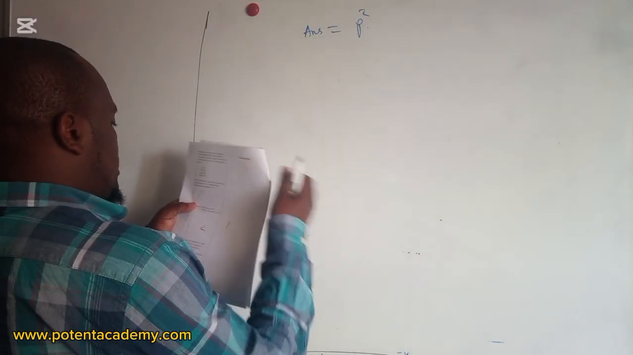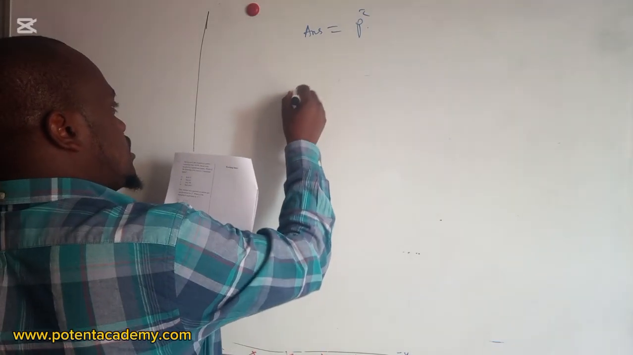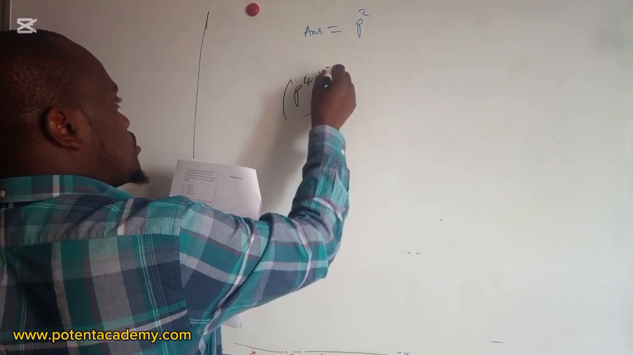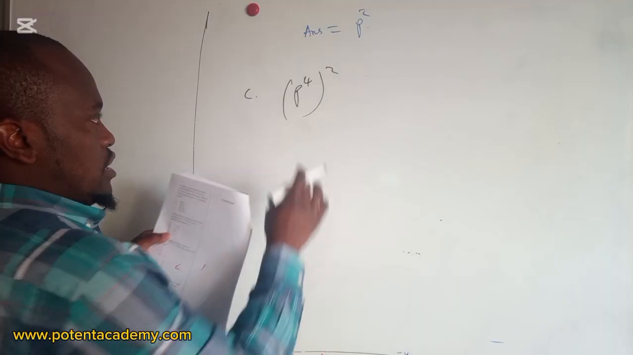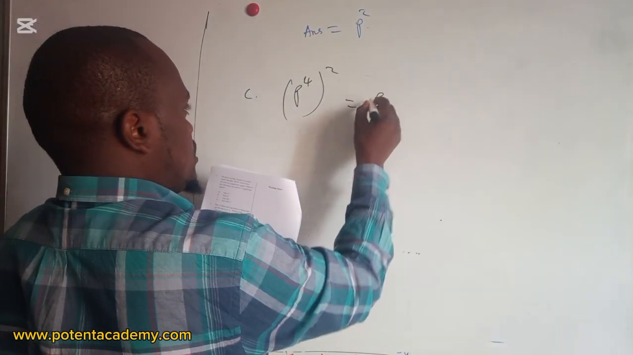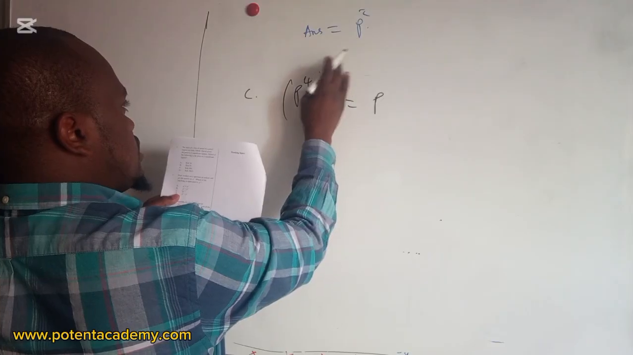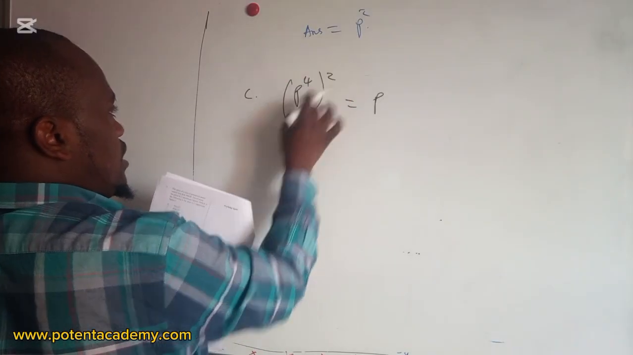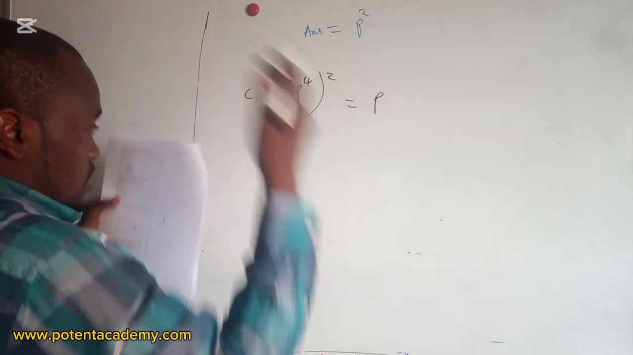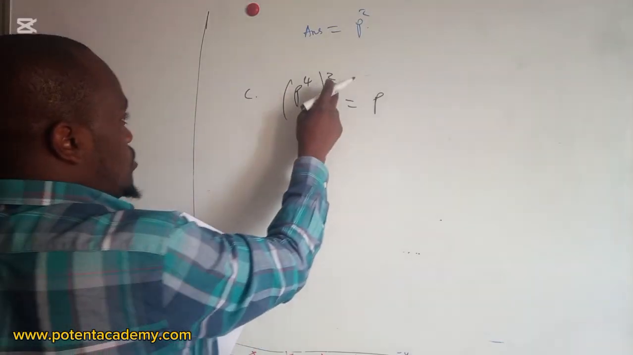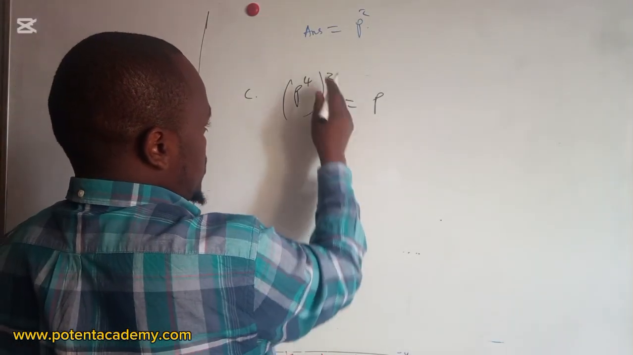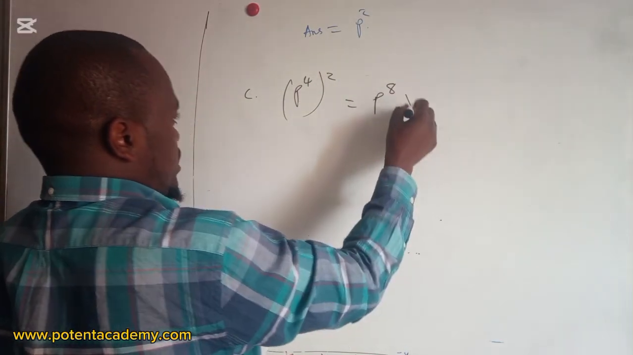fits this answer. So we have p raised to 4 and 2. So this is C. This one is p. Remember, this is a power, so it's a power of this. p raised to 4, then you square. So it's the same. You can open the bracket by multiplying. This one is 8, and it is wrong.